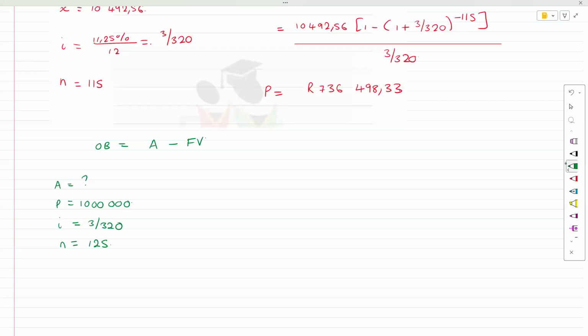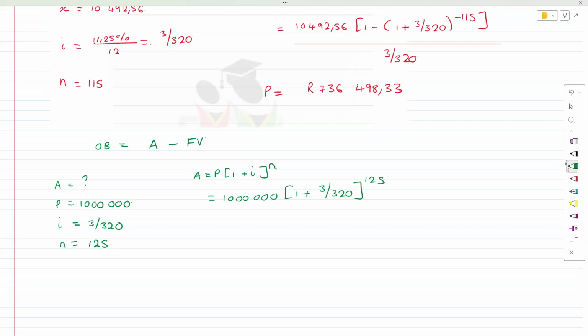Okay, and that's fine. All we have to do is go to A equals P, 1 plus i, to the power of n. That's 1 million. I know your school does it in one step. That's fine. Do it in one step if you can. Doesn't really matter. 320 to the power of 125. If we deal with this, this is a million into 1 plus 3 over 320.